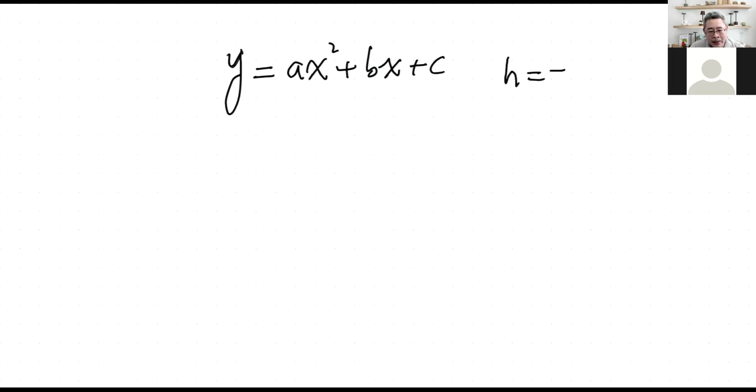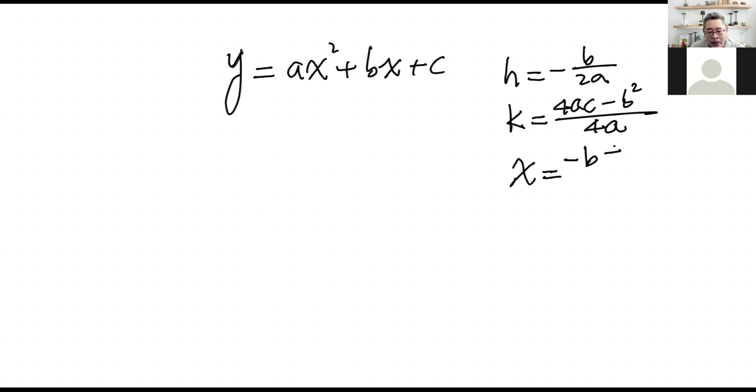Okay, so we have a function. Let's see, y equal to ax squared plus bx plus c. Now we have two formulas which help us. One is the vertex formula: h is minus b over 2a, then k is 4ac minus b squared over 4a. And we also have the quadratic formula: x equals minus b plus or minus the square root of b squared minus 4ac, over 2a.